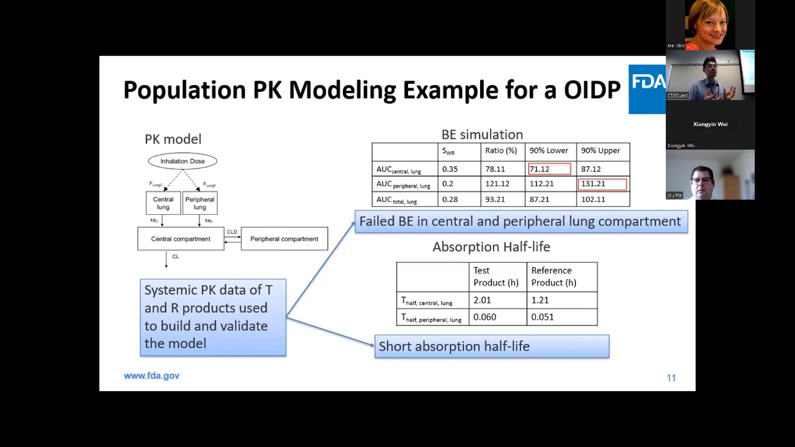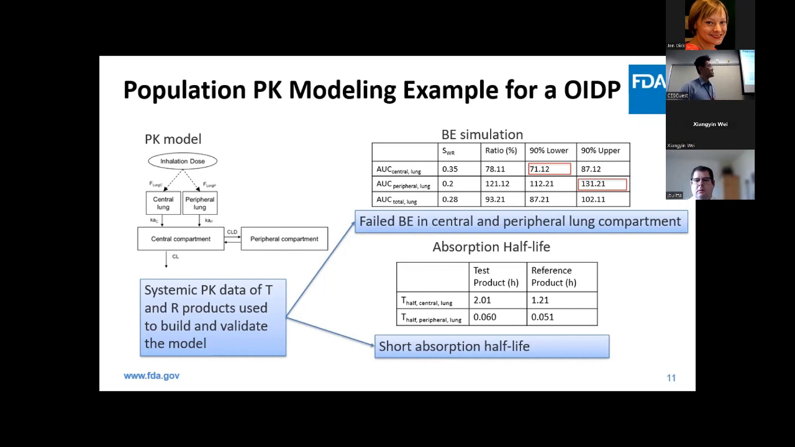And when the model was created, with central and peripheral compartments, looking at the B sim after the simulation, I found that the total lung is equivalent, of course. But looking at central and peripheral, they are not bioequivalent. So that shows that even if the PK is bioequivalent, when you look at central or peripheral, it is not equivalent.